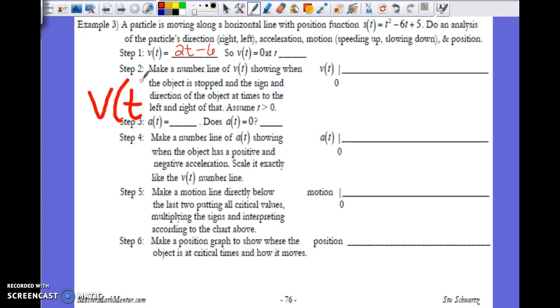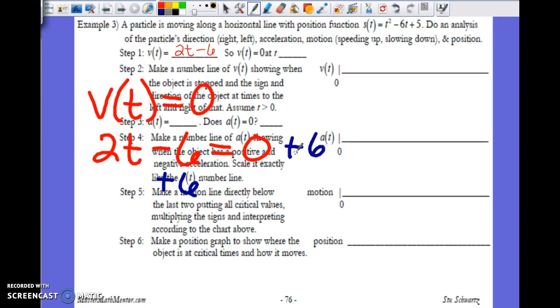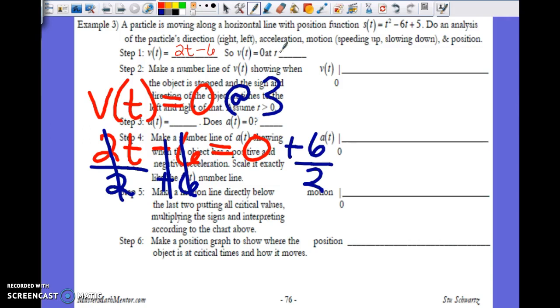v of t equals 0. Okay? Make v of t equal 0. v of t equals 2t minus 6. And just isolate t. We're going to add 6 to one side and divide by 2. So v of t equals 0 at t equals 3. And that's what goes here. Where is v of t equals 0?